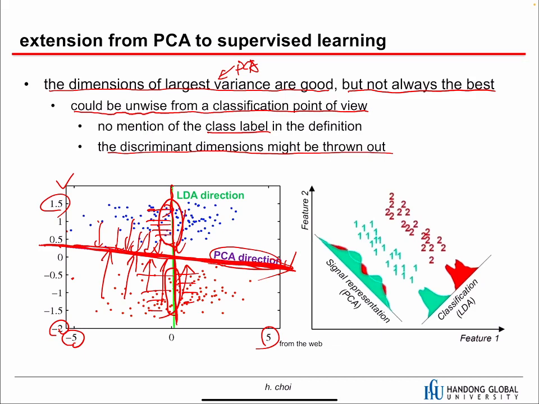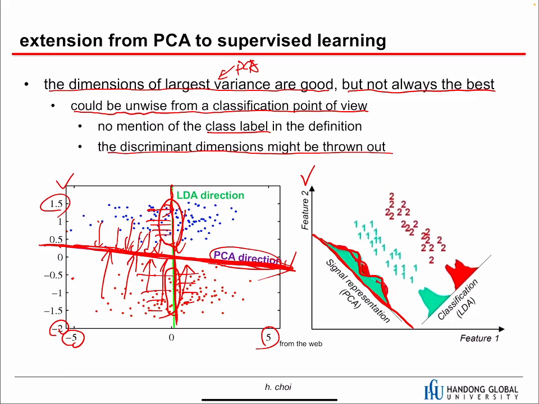Okay, here is another example. It's basically the same thing. We have the digits in a two-dimensional space, and the PCA prefers this direction. So we project all the samples onto this line. And as you can see here, the green one, which is digit 1, might have this distribution, and the red one has this distribution.